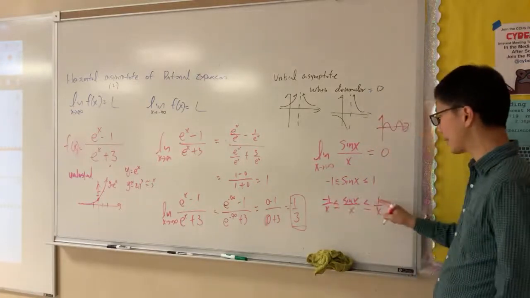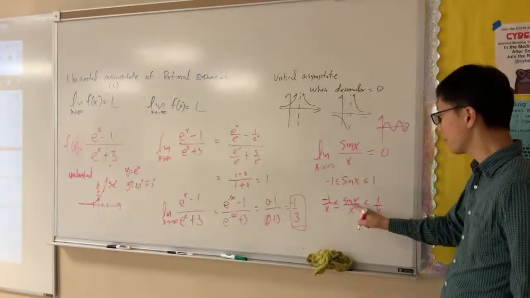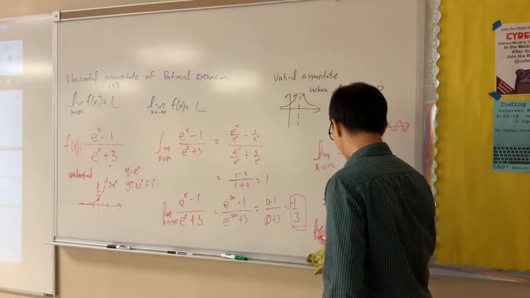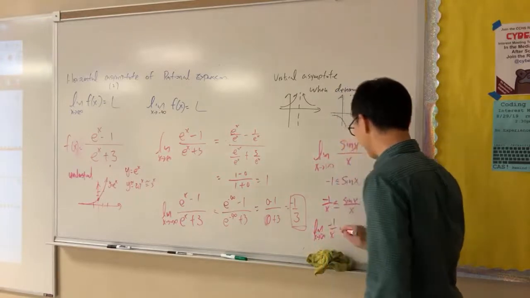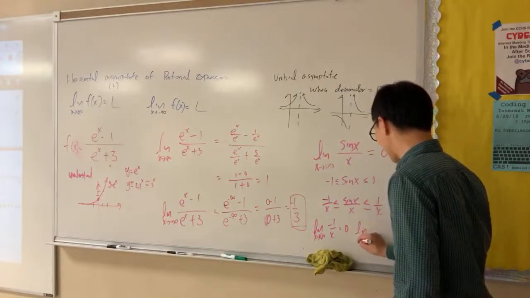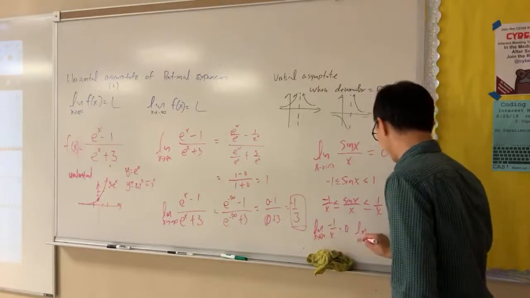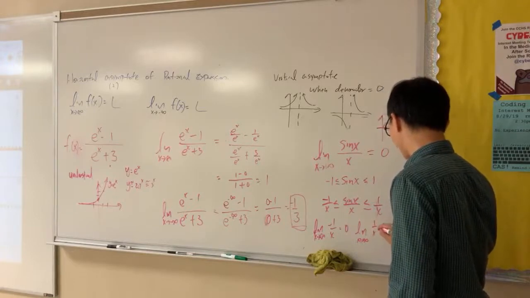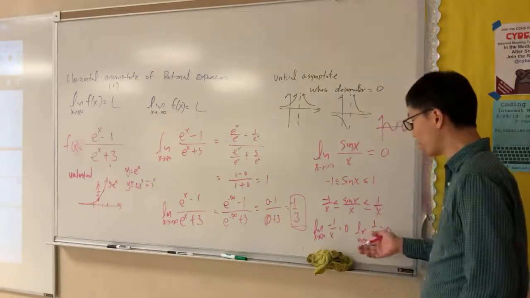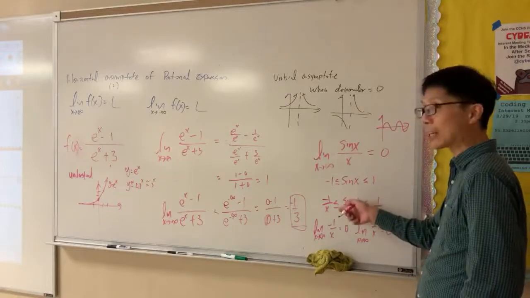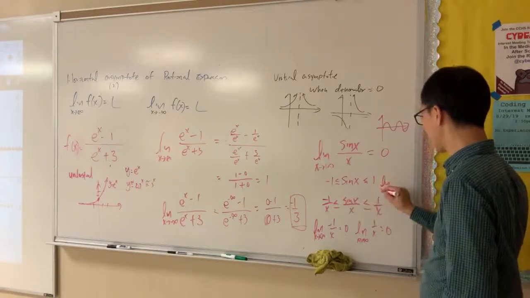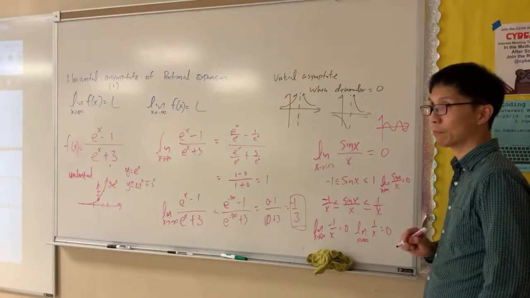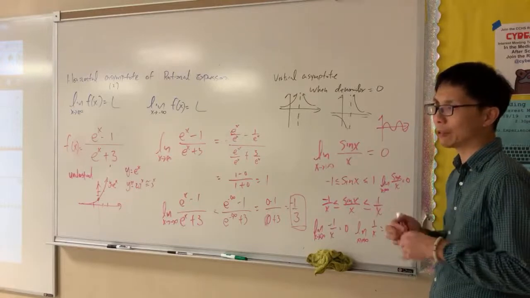See the -1 over x and 1 over x graph? Now, if x reaches infinity, what will happen? The limit as x approaches infinity of -1 over x is equal to what? 0. And the limit as x approaches infinity of 1 over x is what? 0. Therefore, the limit as x approaches infinity of sine x over x is also equal to 0. So learn how to think, not just learn how to do things.